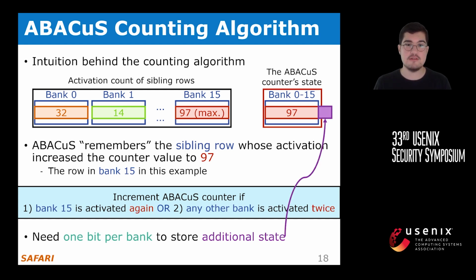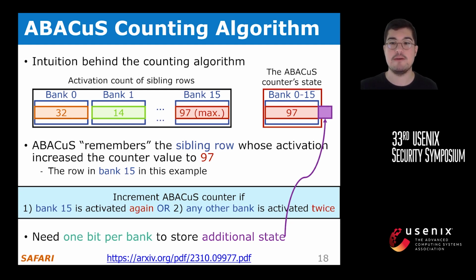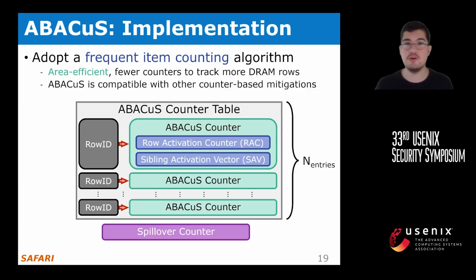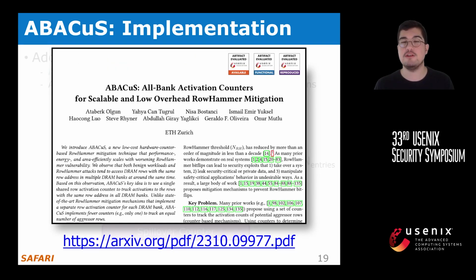Now, ABACuS needs a small additional state of 1 bit per bank to operate in this way, and we prove in our paper that ABACuS correctly maintains the maximum activation count using only one counter. Our implementation of ABACuS leverages a prior work, namely Graphene's activation count tracking algorithm, and for more details on how we implement ABACuS, please check the paper.